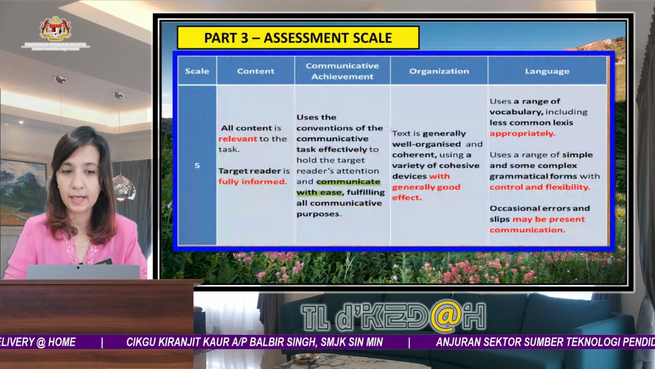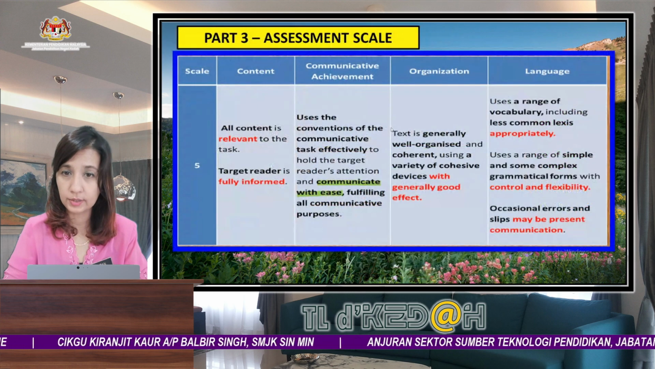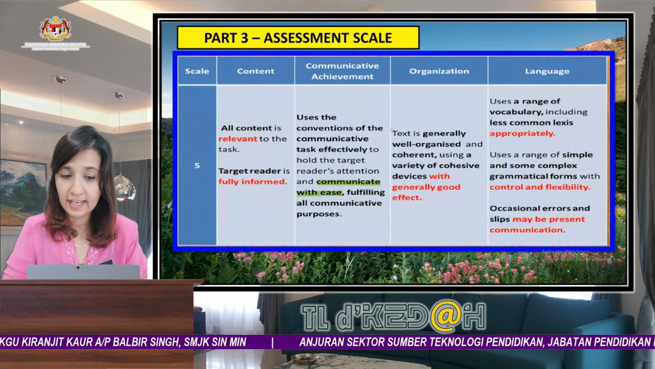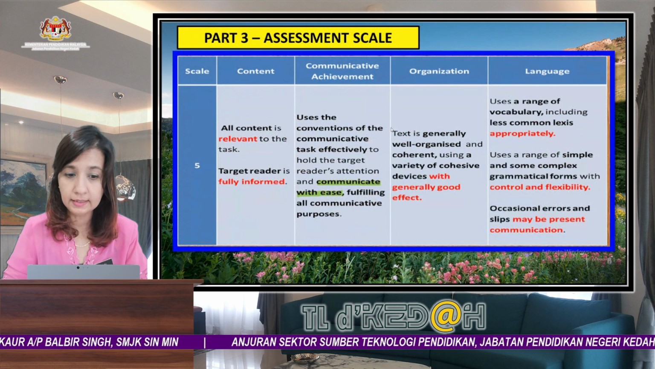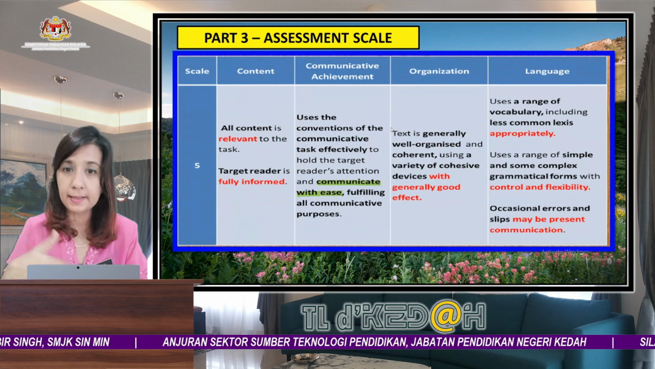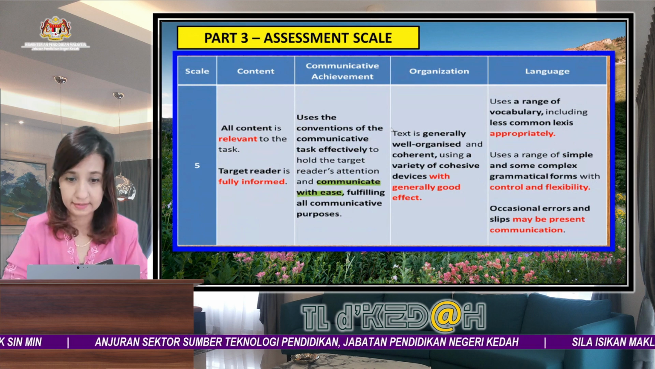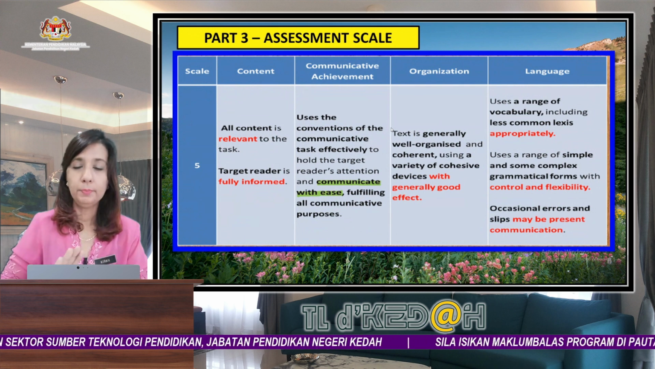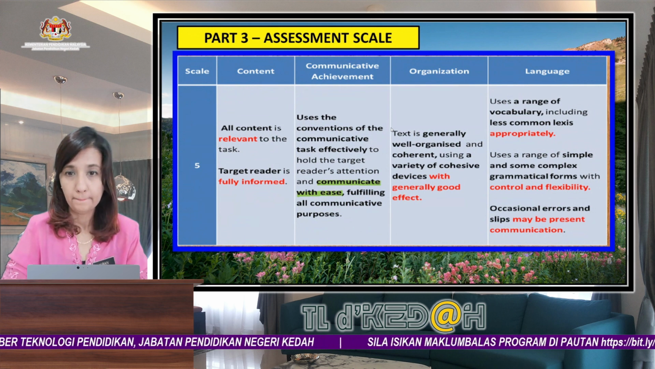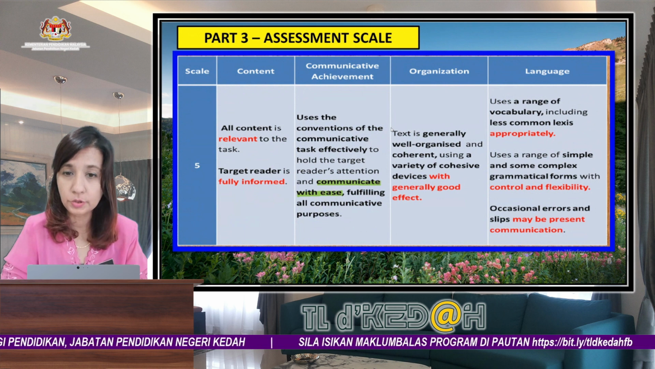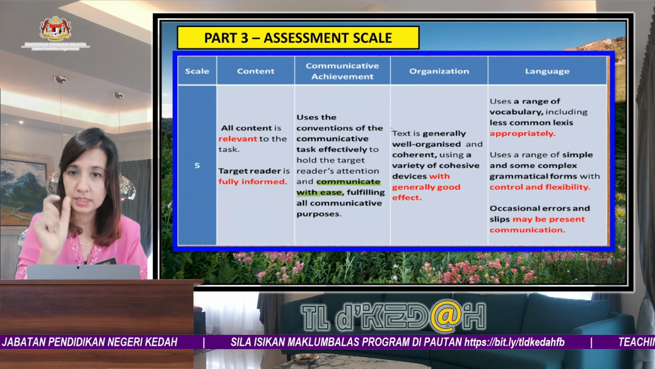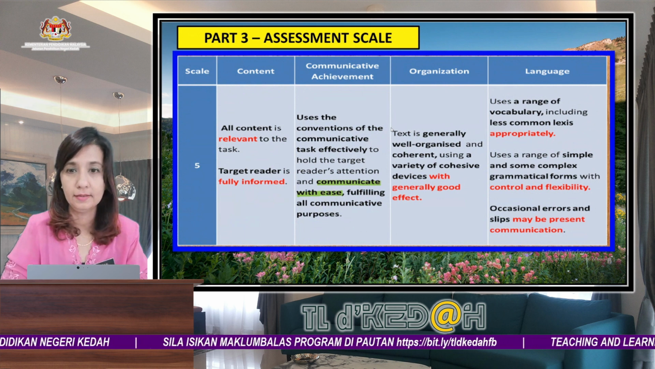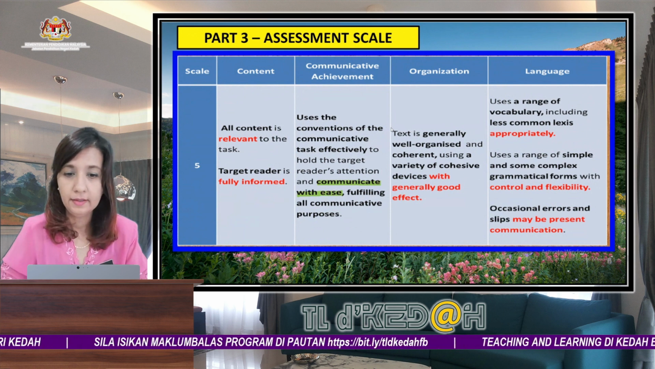Assessment scale for part 3. Let's look carefully. For 5 marks, content should be relevant, target reader fully informed. It's the same for all parts for the content. That means you answer the questions, you answer everything appropriately, you get your marks. But for part 2 and part 3, remember to give some elaboration. Don't just merely mention the points. Give some elaboration.